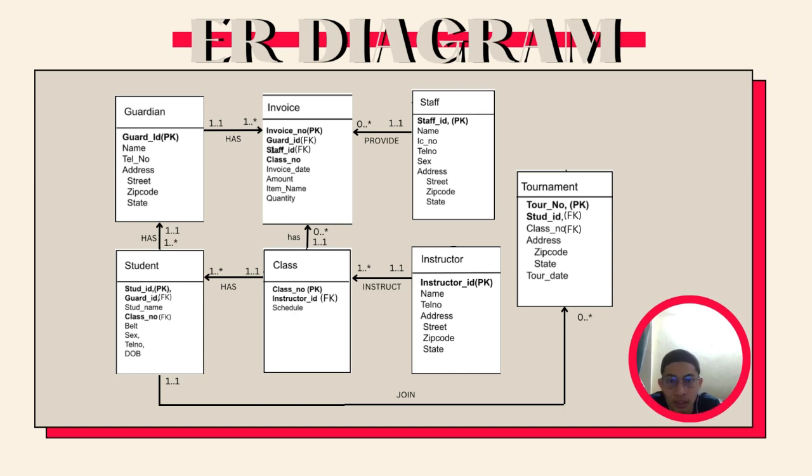Then we go to the class. For class, we have class number as the primary key. We have the instructor ID as the foreign key. We have the schedule. So a class can have many invoices. The class must have one student, and can be more.